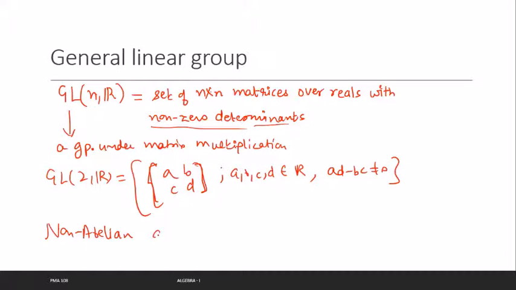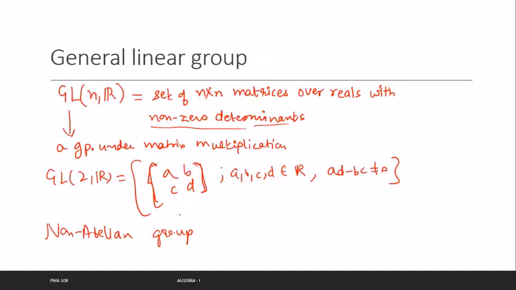So you can obviously create your own examples. You can create examples in 2 cross 2, in GL(2, R) itself. Take any two 2 cross 2 matrices and multiply them. AB will not be equal to BA. So you can have plenty of examples like that. So it's easy to show it forms a group.